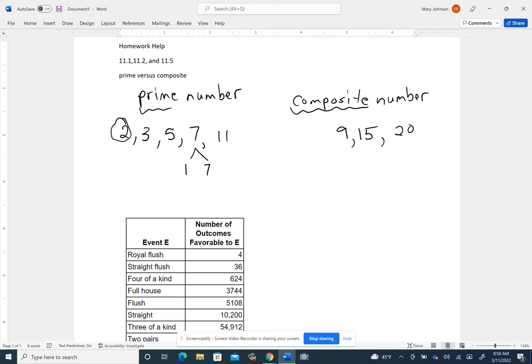All right, so that should be enough to get you started, except you also have to understand that the number 1 is neither prime nor composite. So if they're asking you for the likelihood of getting a prime number and 1 is included in the set, don't count that as prime. Don't count it as composite either.